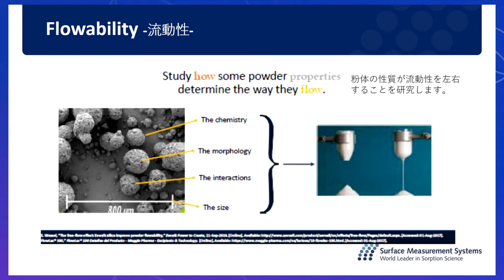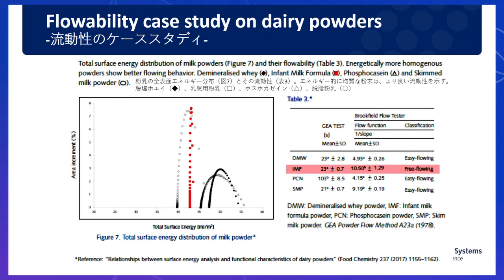Here's an example for a flowability study in the case of dairy powders. We measured the surface energy heterogeneity of different infant dairy powders, and as you can see, the IMF infant milk powder had the most homogeneous surface energy profile. So it was very pure, the particle size distribution was very narrow, and energetically the surface was also uniform.